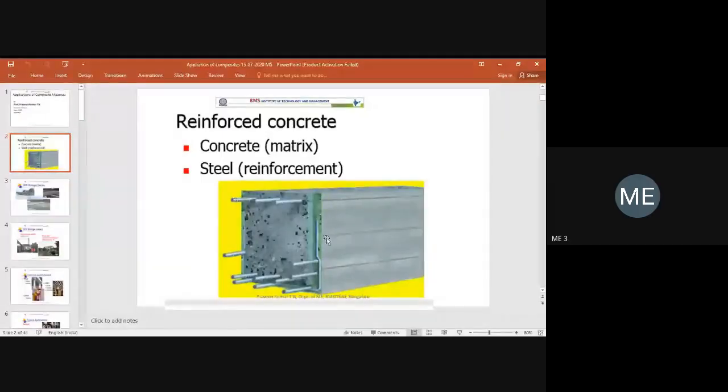So now I'm going for the application of the composite material. This is already explained. The steel rods come under reinforcement material. The concrete comes under matrix material. One minute, I'll go for the PPT mode.